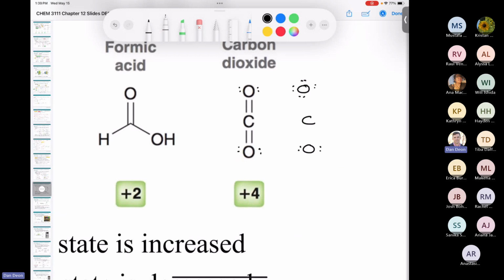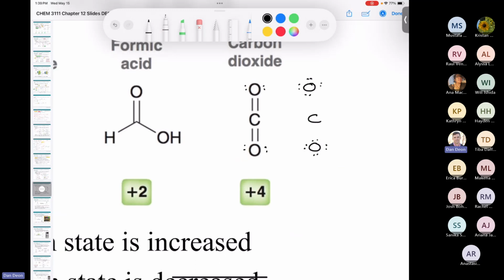So 1, 2, 3, 4. And the 4 electrons here, they're going to go on the oxygen. 1, 2, 3, 4. So now my carbon is naked. It's got nothing on it. So what am I going to say? I'm going to say 4 minus 0 dots minus 0 sticks gives me +4. So that's why the oxidation state of the carbon is +4.